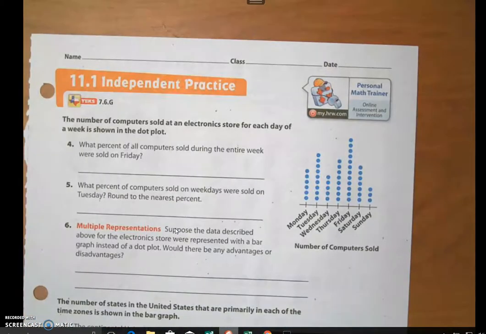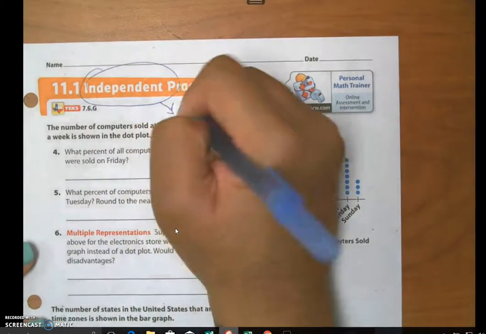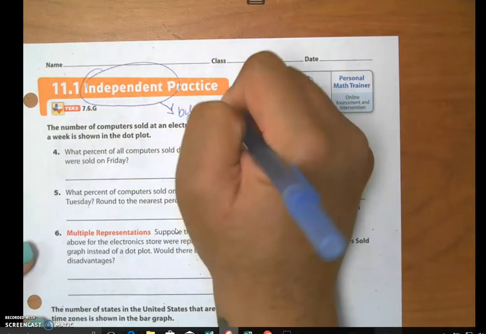So here, 11.1 independent practice. Independent means by yourself. That is why I heavily focused on telling you that you needed to do this alone in class.